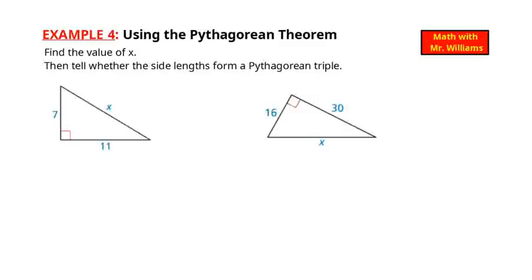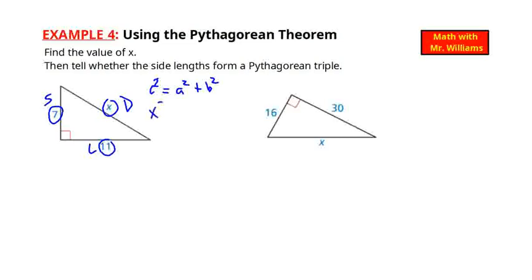Example 4, using the Pythagorean Theorem. Find the value of x, then tell whether the side lengths form a Pythagorean triple. All right, so let's identify everything here. We have our short side, we have a long side, we have the diagonal. So let's go ahead and plug in our formula. So we have c squared equals a squared plus b squared.